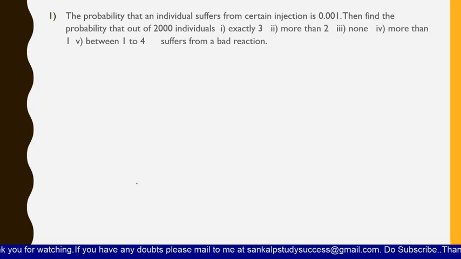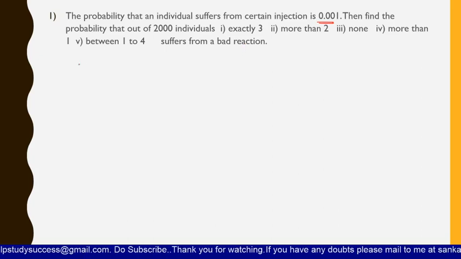Now let us solve some of the problems related to Poisson distribution. Here the first one is: the probability that an individual suffers from a certain injection is 0.001. So that means the probability of success is very small, close to 0. Then find the probability that out of 2000 individuals, exactly 3 suffer from a bad reaction. You have to find exactly 3.